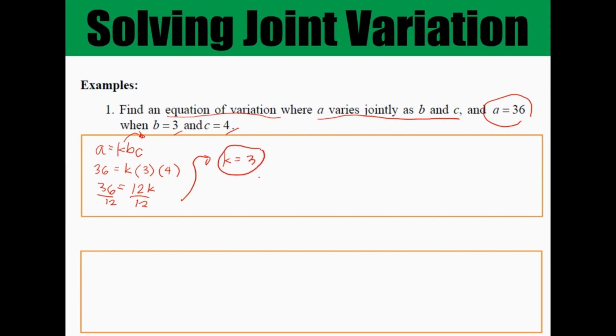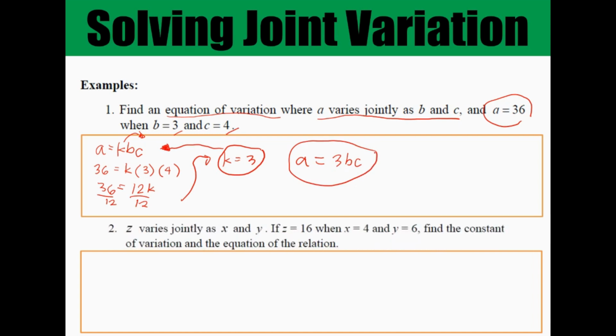So, since you have already the constant of variation, you will just substitute the constant of variation to the equation kanina. So, therefore, the equation of the variation is A equals 3BC. So, eto na yung equation ng number 1.